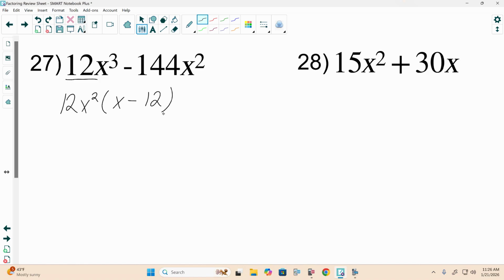So we're trying to go from here to 12x squared times x minus 12, yes? x minus 12, x and 12, is there a greatest common factor inside that parentheses? No. What's the degree inside the parentheses? Yep, 27 works the exact same way.